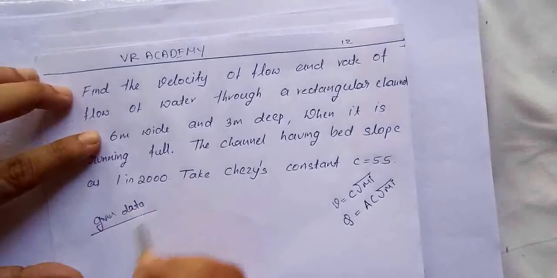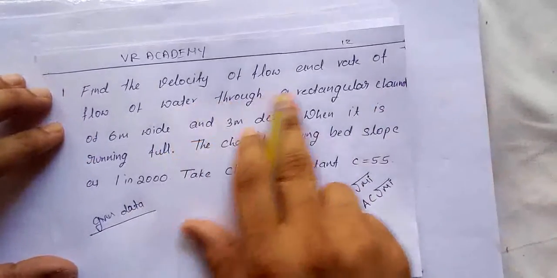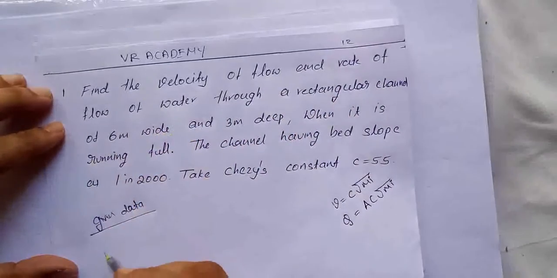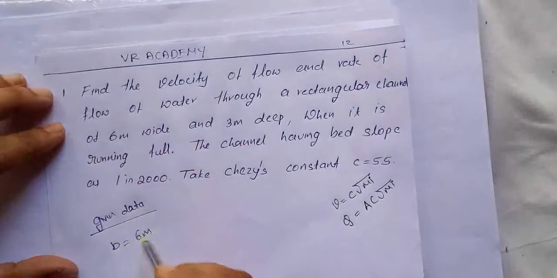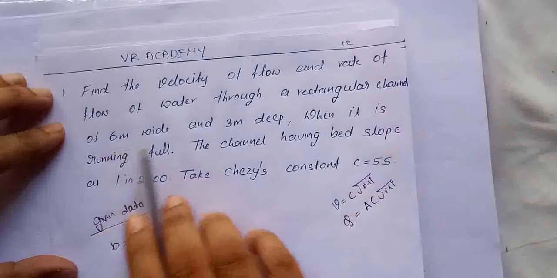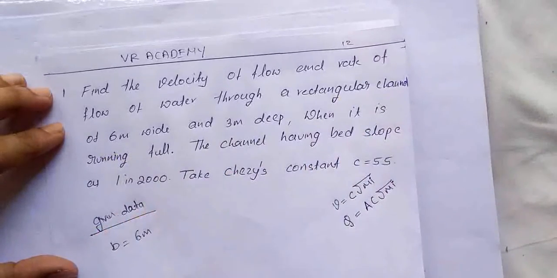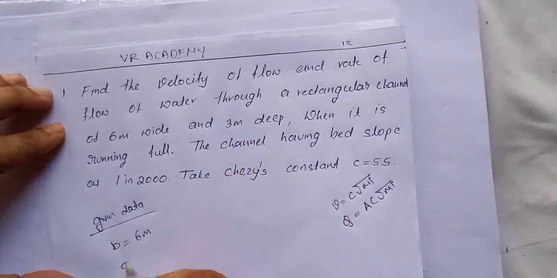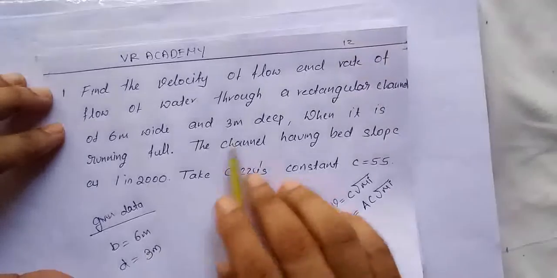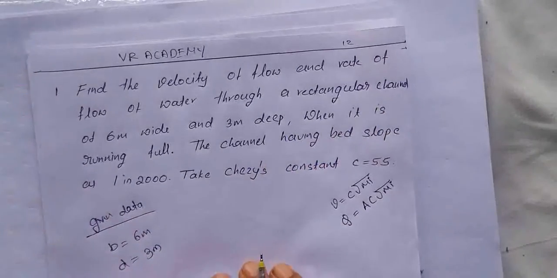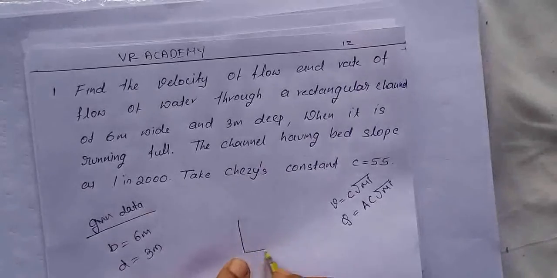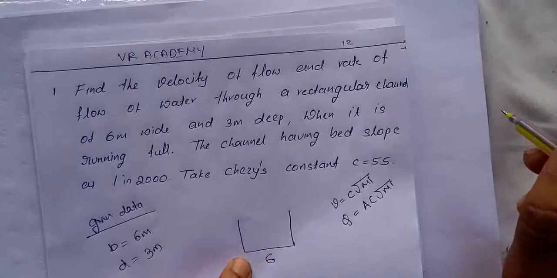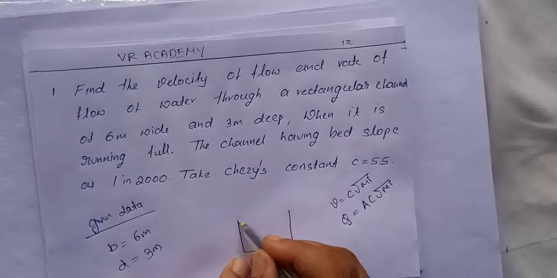The first step is the given data. What data are given? Find the velocity of flow and rate of flow of water through a rectangular channel of 6 meter wide. Wide means the width of the channel is 6 meter, and 3 meter deep, so the depth D is equal to 3 meter. When it is running full, just check the cross section of the rectangular channel. Here the width of the channel is 6 meter and the depth of the flow is 3 meter.